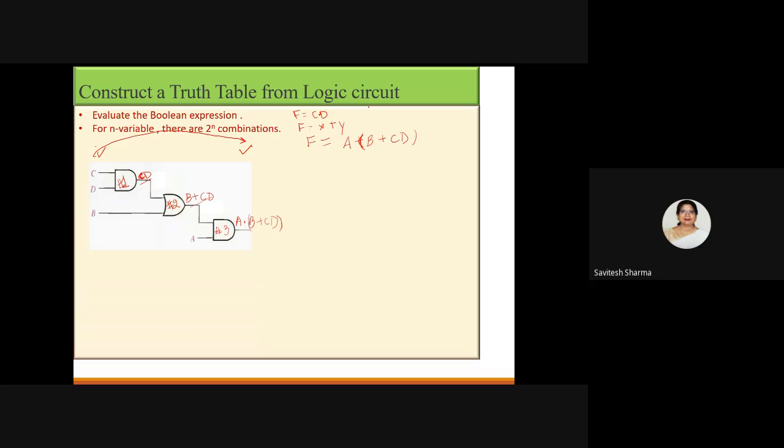So as this circuit has 4 variables, as I told you, if n variables are there, total combinations are 2 to the power n. So here 4 variables are there, that means you have to observe how many combinations? You have to observe 2 to the power 4, means 16 combinations. 16 combinations you will write in the truth table.